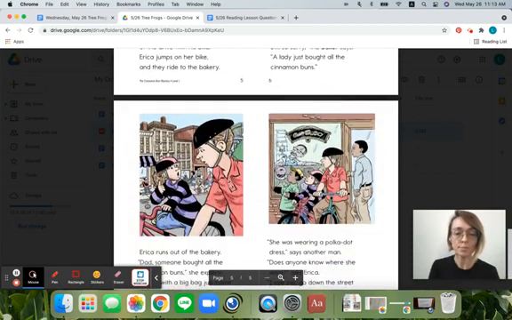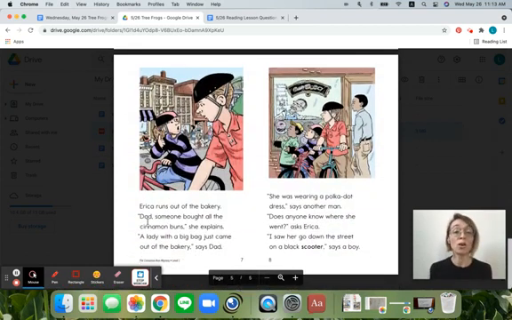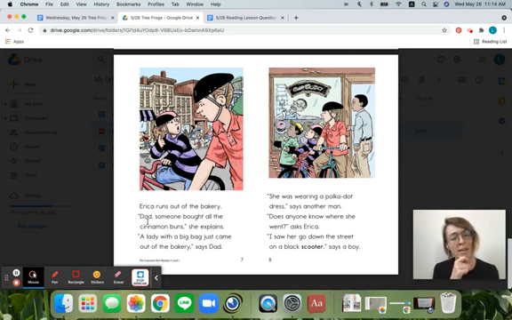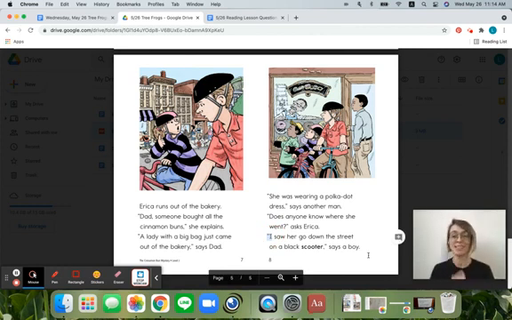All right. Page 7. Erica runs out of the bakery. "Dad, someone bought all the cinnamon buns," she explains. "A lady with a big bag just came out of the bakery," says Dad. "She was wearing a polka dot dress," says another man. "Does anyone know where she went?" asks Erica. "I saw her go down the street on a black scooter," says a boy. Interesting. This is where we're going to stop for today.